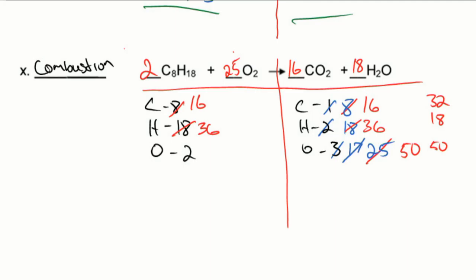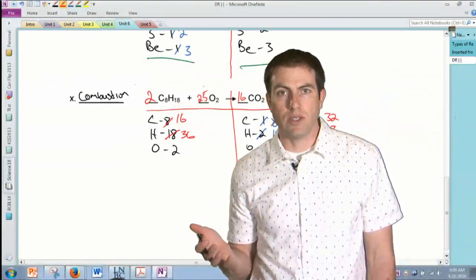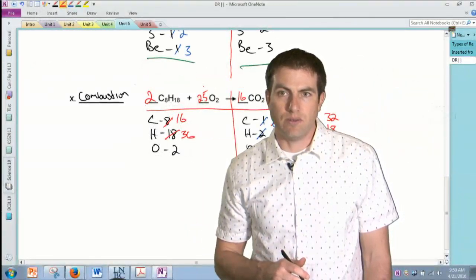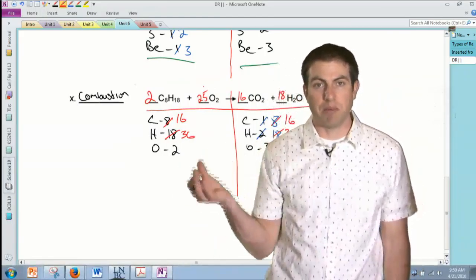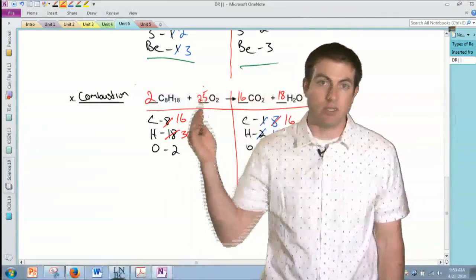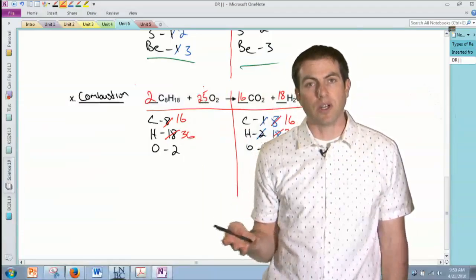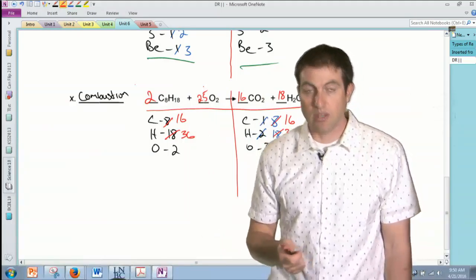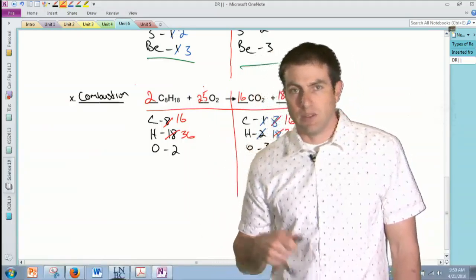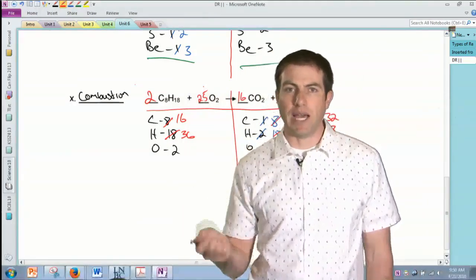So there you go. Combustion reactions are the most difficult in my opinion, but they always work out the same way. You go through it and you realize you have this odd-even thing happening with your oxygens on the right. So if you just double everything, it'll work out for you. I've obviously done these a lot. If you go through it again and again, you see the pattern develop.